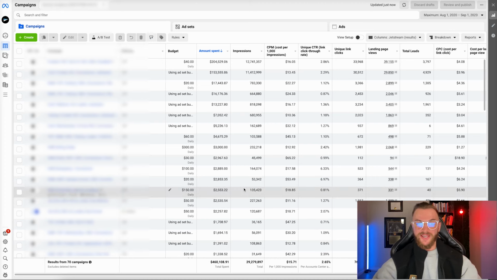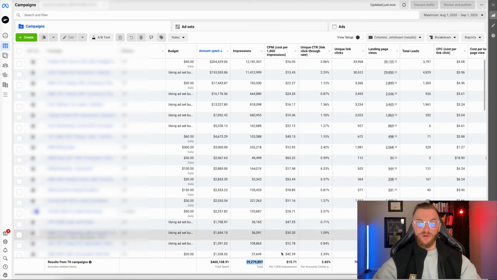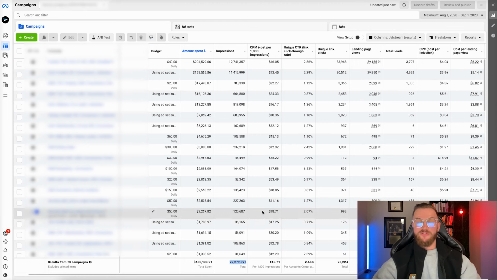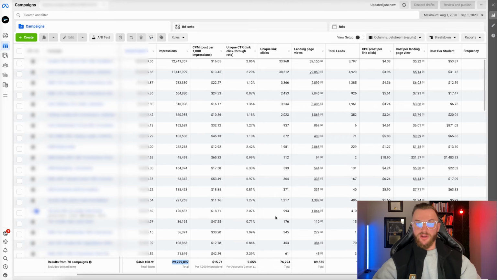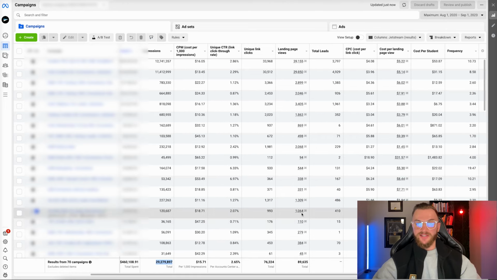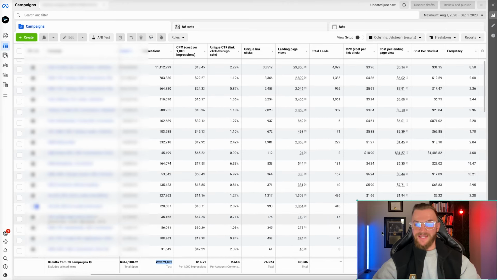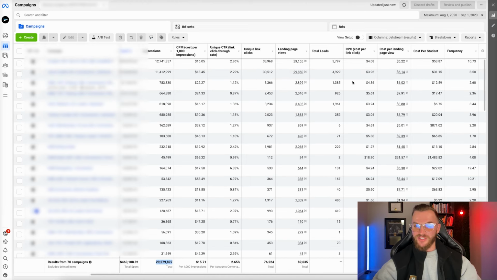So what does that look like in terms of the ads? We generated actually 29 million impressions. We had a CPM of $15. We had a unique CTR of 2.65% on average. We had 76,000 clicks. We had 89,000 landing page views. As far as total leads go, it's not going to calculate this up for us, but you can see kind of by the numbers here, quite a lot, probably closer to like 12,000.